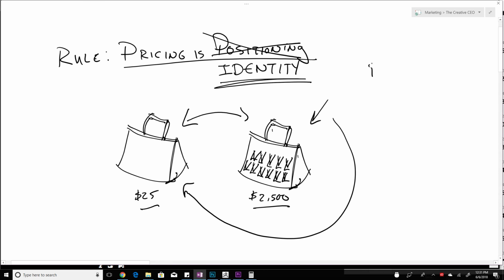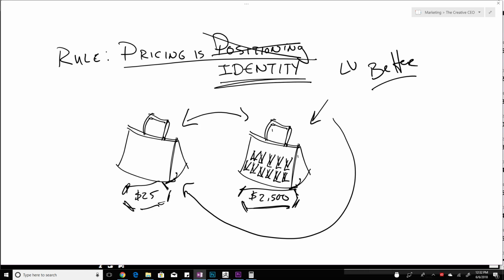Is the Louis Vuitton better? Well, the people that pay $2,500 are definitely going to say it's better. But if you got two people in the room and asked the one who chose it for $2,500, is it better? Or the one who chose it for $25, is it better? Each one is going to say it's better, because at the end of the day, pricing is identity.